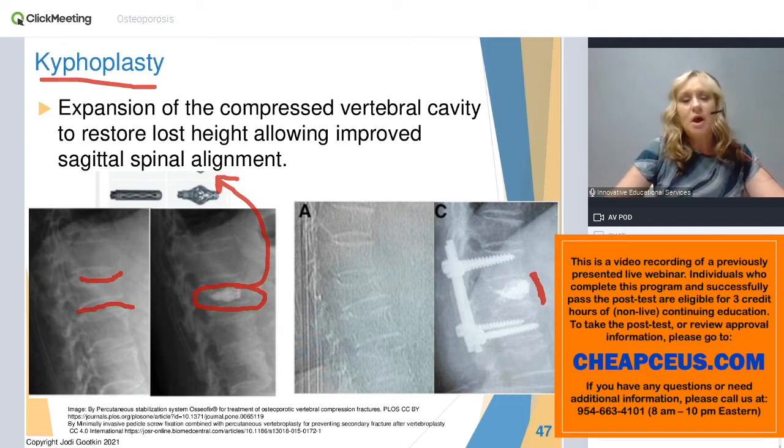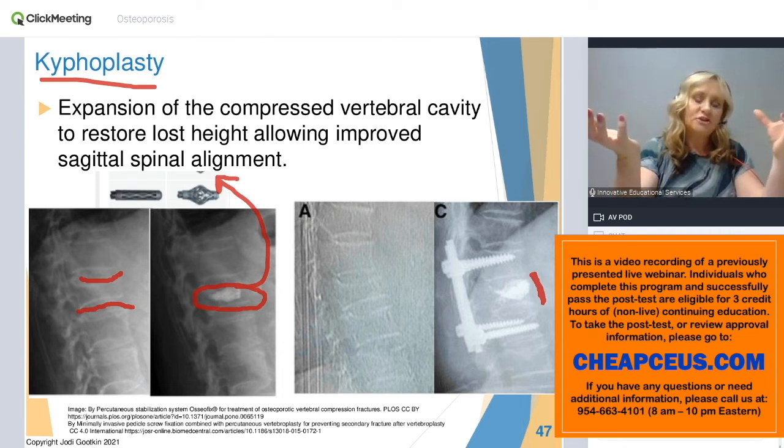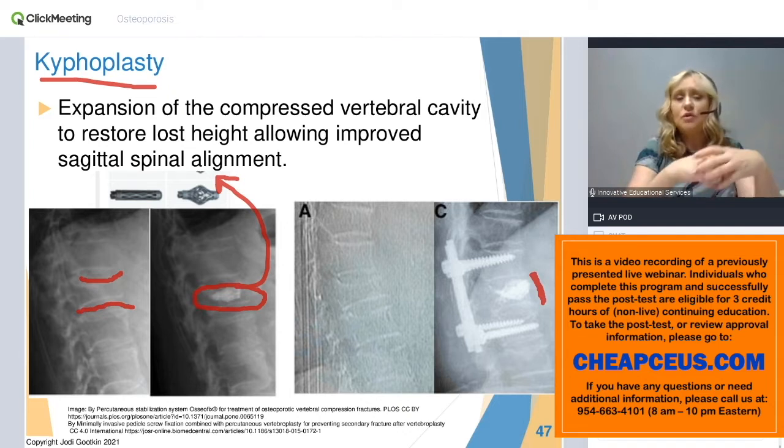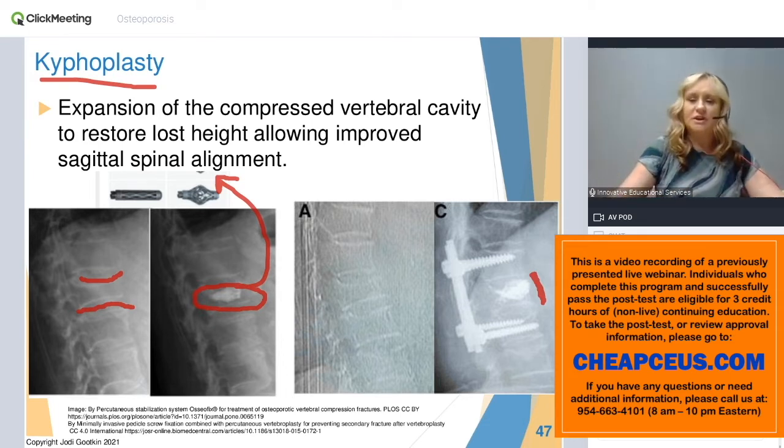The concern becomes that when there is stabilization at one segment, does it increase the forces at the superior and inferior segments, placing them at a greater risk of fracture? The studies do show that the kyphoplasty has been beneficial in decreasing pain, increasing function through decreased disability scoring, but patients just need to be monitored for adjacent fractures.